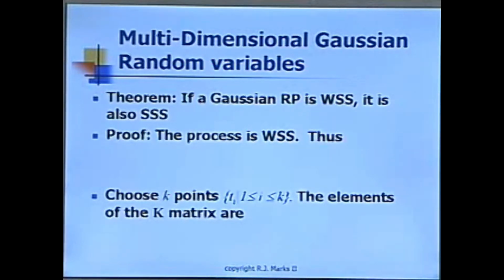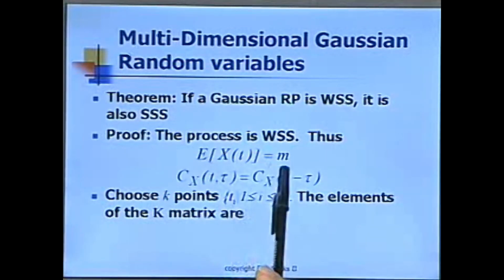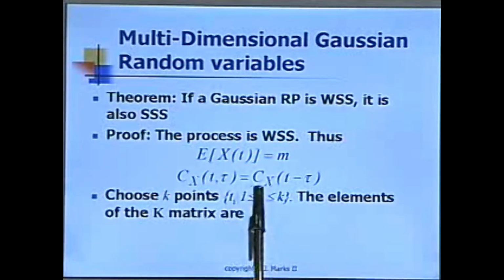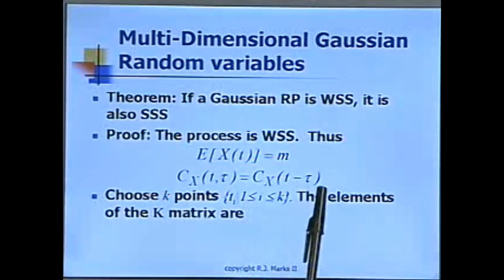Here's the proof. The process is wide-sense stationary, so therefore its expected value of x of t is equal to a constant. And its covariance is equal to just a difference between the two variables. You agree with that?